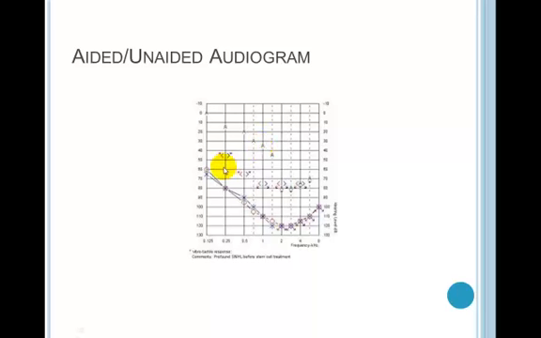Oftentimes, and this kind of makes me cringe, people will say, oh, so I went from a moderately severe to profound loss to normal to mild to moderate hearing. Well, again, doing aided testing to tones, you're not really getting what you think you're getting. It's not real world applicable, whereas aided speech scores are much more so.